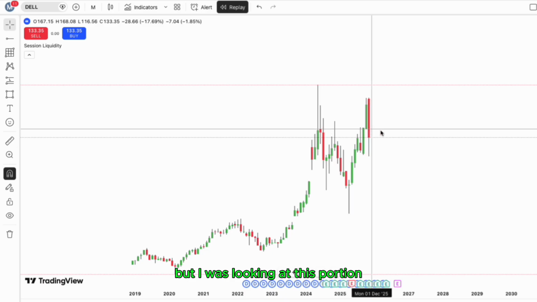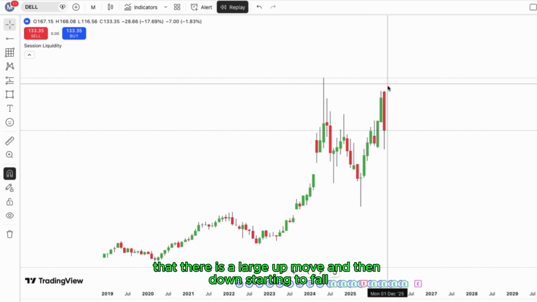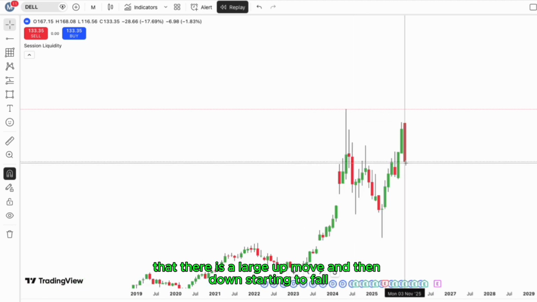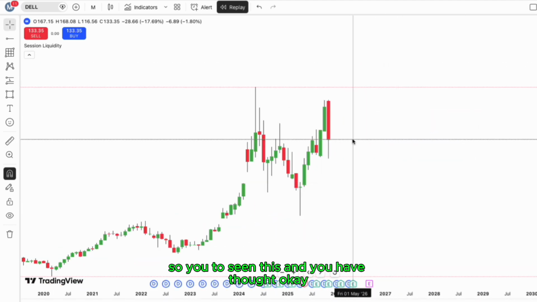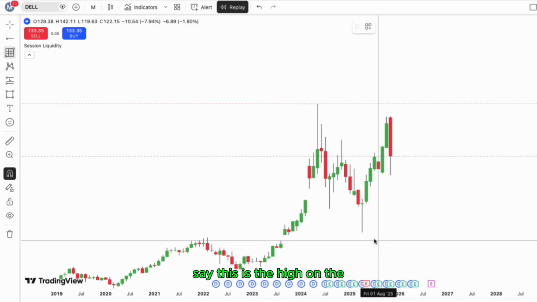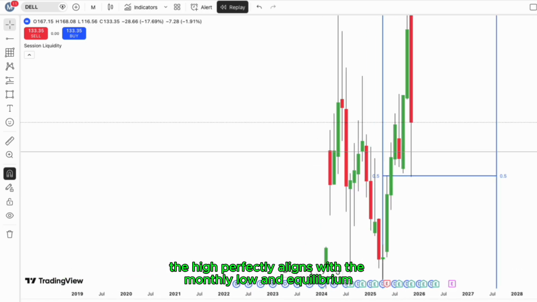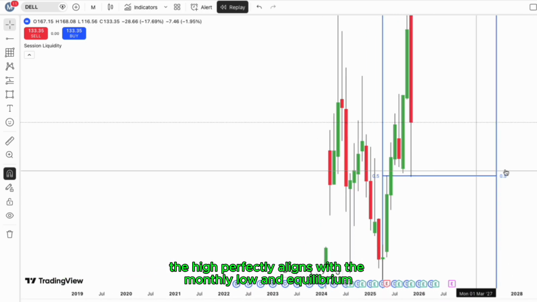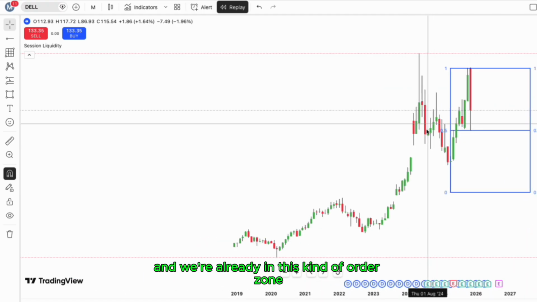But if I was looking at this portion, you would have seen here that there is a large up move, and then Dell is starting to fall. And let's say you didn't get in on this investment. Let's say you missed out on this. So you'd have seen this, and you would have thought, okay, say this is the high. I want to look at equilibrium. And look at this. The high perfectly aligns with the monthly low and equilibrium. And we're already in this kind of order zone.